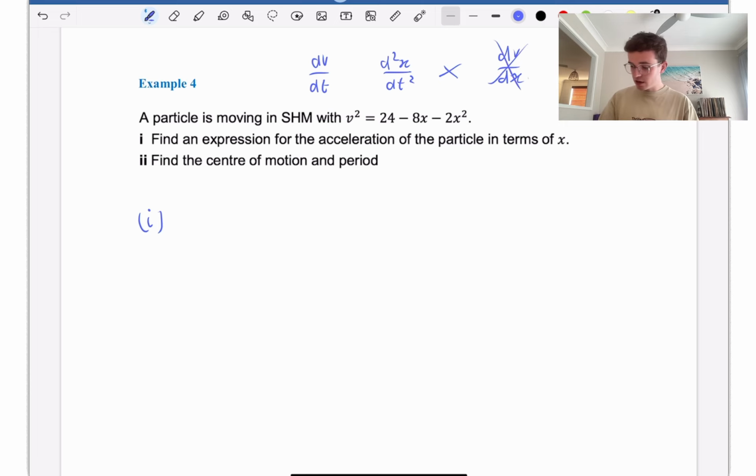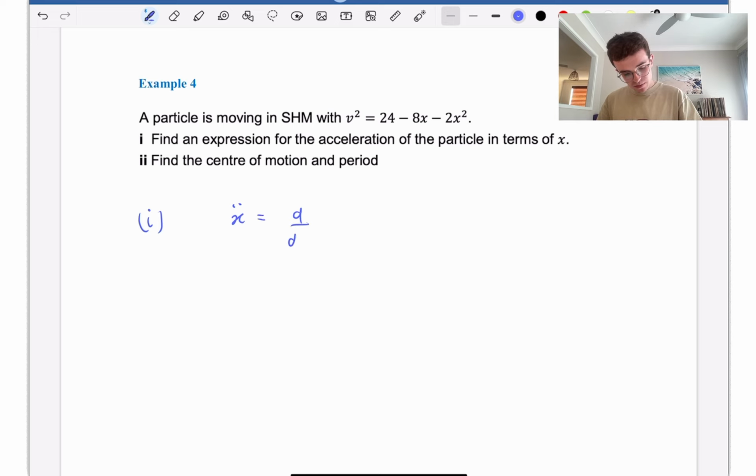If you want acceleration and you've got x being the subject, the two things you can use are v dv by dx or d by dx of a half v squared. In this instance, since there's x's in it, it's going to be easier to use d by dx of a half v squared. So we're going to realise that acceleration, x double dot, can be expressed as d by dx of a half v squared.